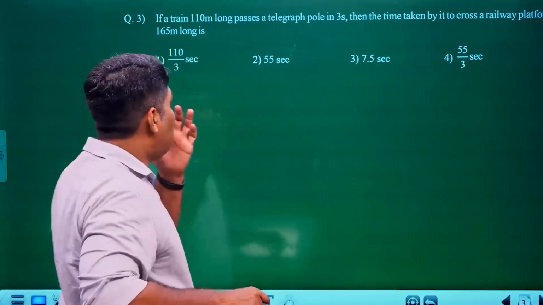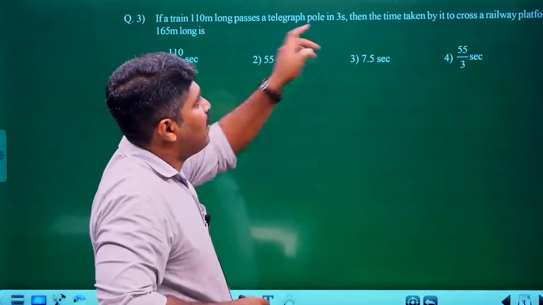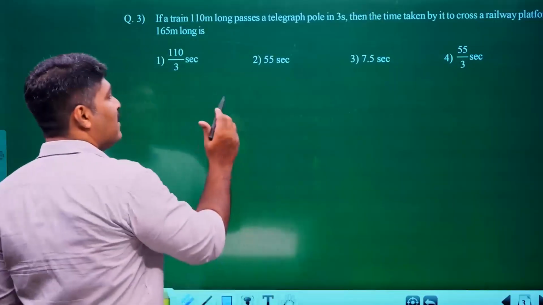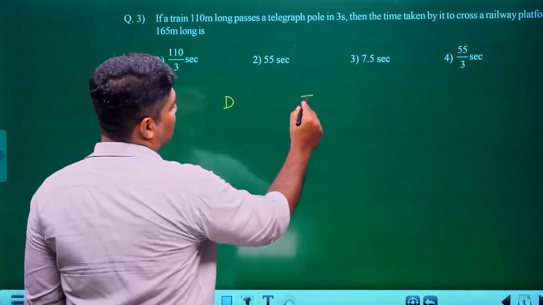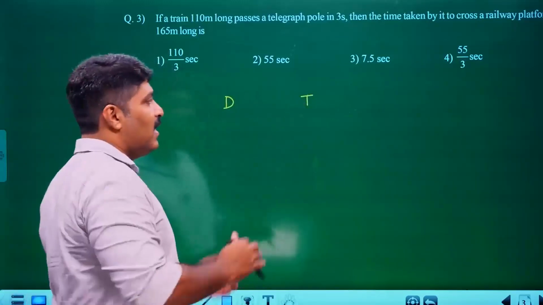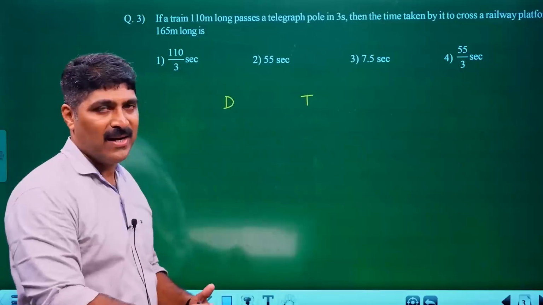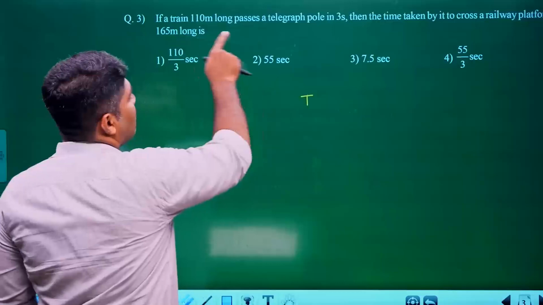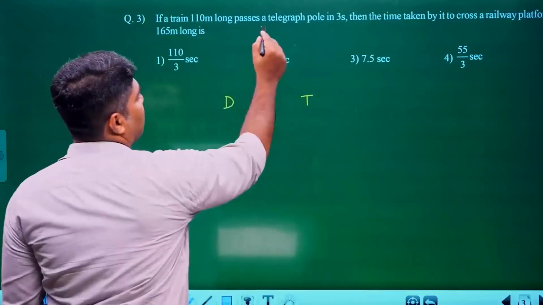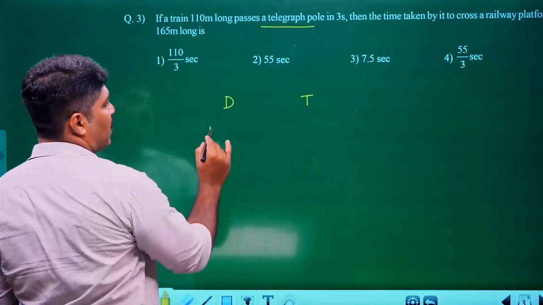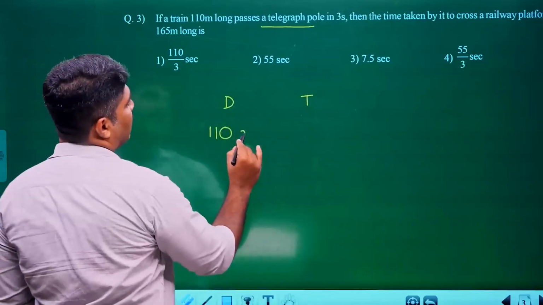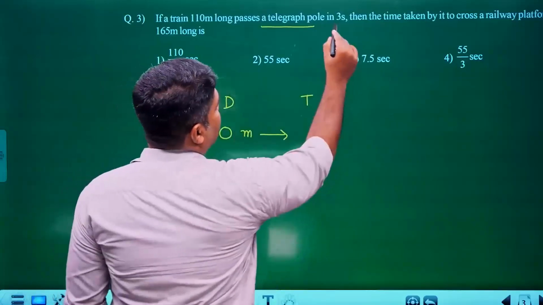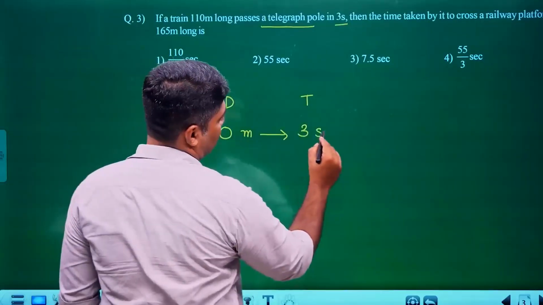So here in the first situation, when it crosses an electric pole, we get the idea of the distance it covered. So this distance and time we can consider like this. It's a unitary type of approach. That's a logical kind of approach instead of the algebraic or formula-wise approach. When the train crosses this telegraph pole, it's covering a distance of 110 meter. This 110 meter, it will cover in 3 seconds.